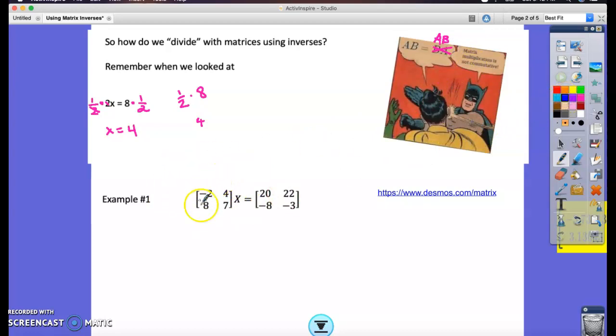I have this matrix here, nice 2 by 2, times a variable. Now the first thing I notice about this variable is it is capitalized. A capitalized variable means it is a matrix in and of itself. So this matrix right here, I can even tell you the size of it in a minute, is going to be multiplied by this matrix, and they're going to result in a 2 by 2.